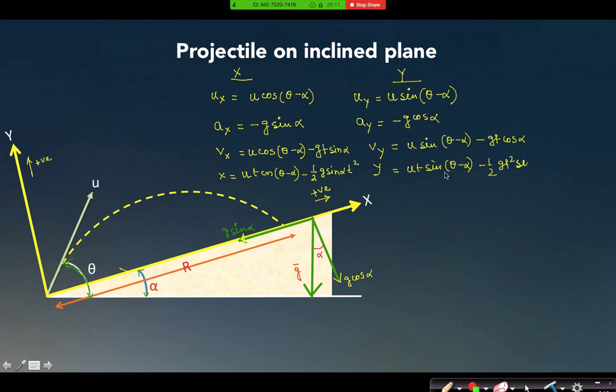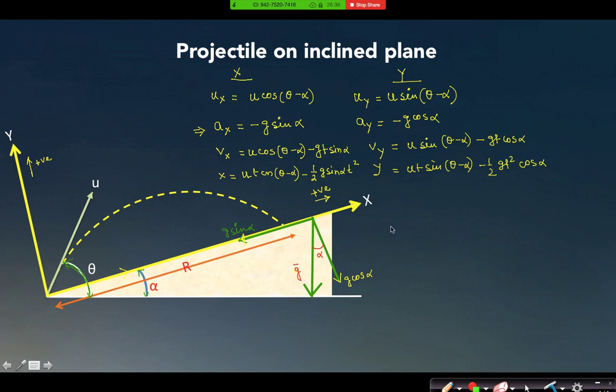Right? Look, this is almost the same thing as we have done in normal projectile motion, but the only difference is that earlier we took the x-axis to be horizontal, and so a_x was 0. Now here a_x will be minus g sin alpha.